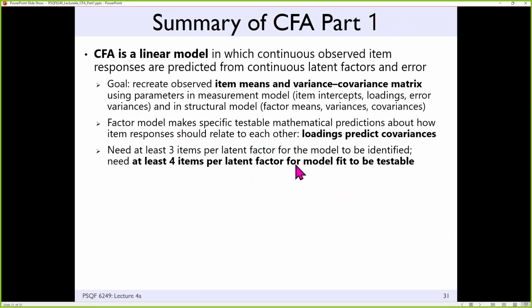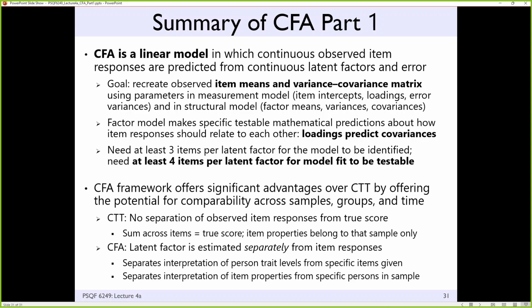Okay, so we made it. Look, summary slide. CFA is a linear model. It's a regression model with a pretend imaginary variable. We don't actually try to predict why, though. What we care about is the pattern of association across the items and whether our model is consistent in terms of what it predicts with the data. We need 4 items for that single factor to be testable.